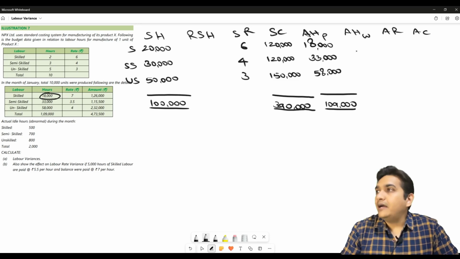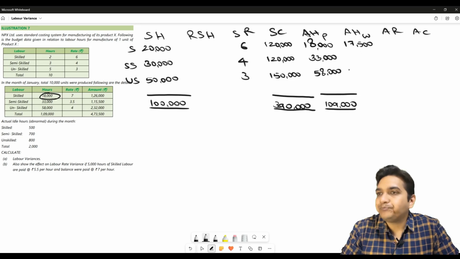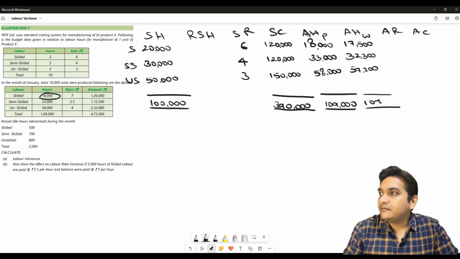Yes. Now, what is the actual hours worked? Actual hours worked would be actual hours paid minus the idle time. So idle time for skilled is 500. So this would become 17,500. This would be 32,300. And this would be 57,200. So the total of this would be 1,07,000.